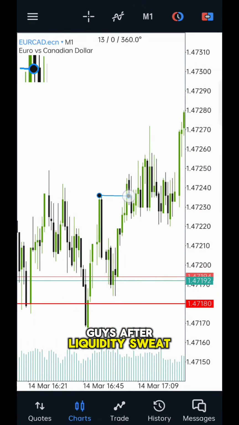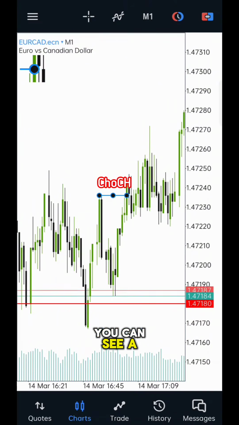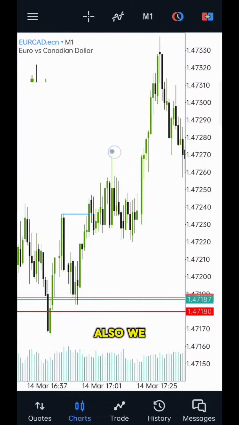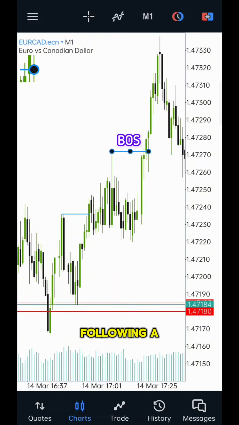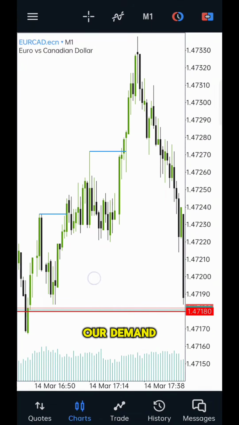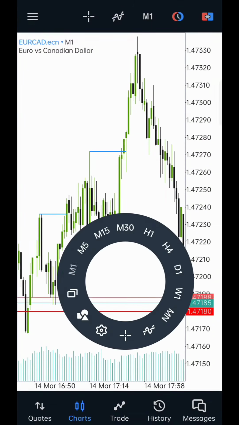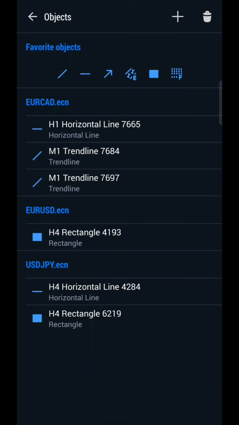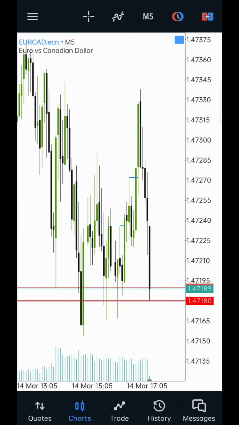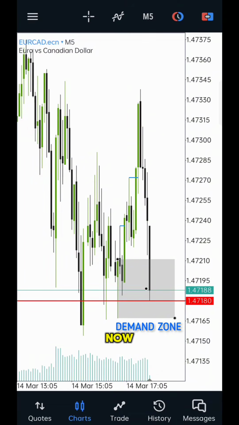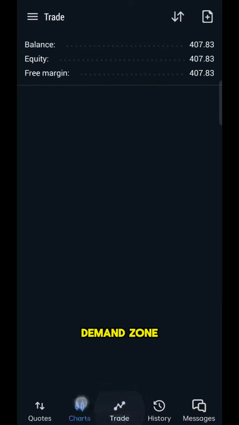Guys, after liquidity swept, on the 1-minute chart, you can see a change of character occurred. Also, we can see a break of structure occurred, following a change of character. The price then dropped strongly, or retraced back to our demand zone area. So, this is our demand zone, and prices are already in the demand zone. Now, I took all my buy orders from this demand zone area.